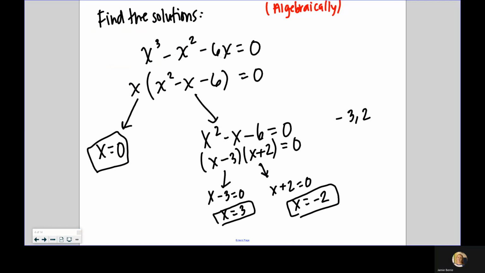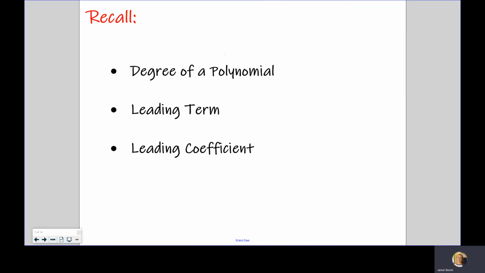All right. Next, I'm going to talk about something that goes by a lot of different names. Sometimes it's called the leading term test. Sometimes it's just called the behavior of polynomials. I'm going to call it the end behavior table. But before I look at the end behavior table, I need to remind you of a few terms.